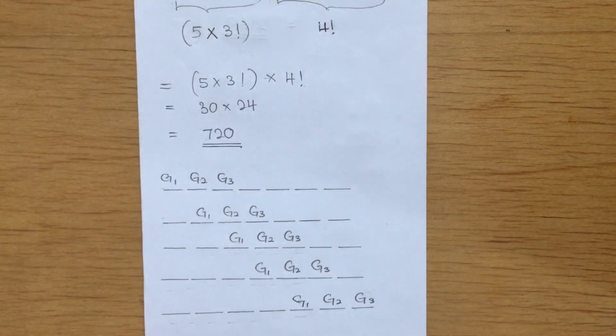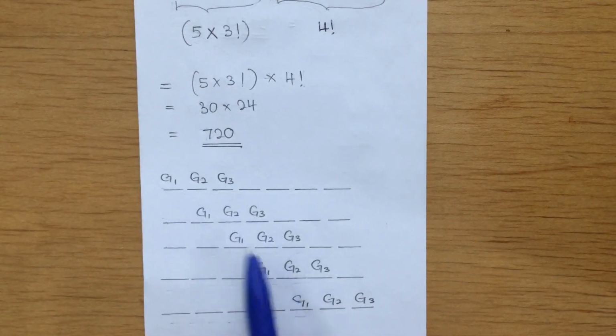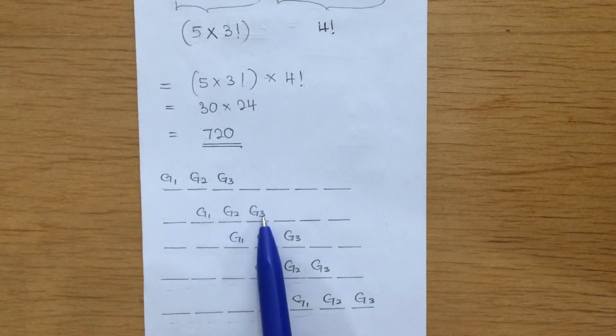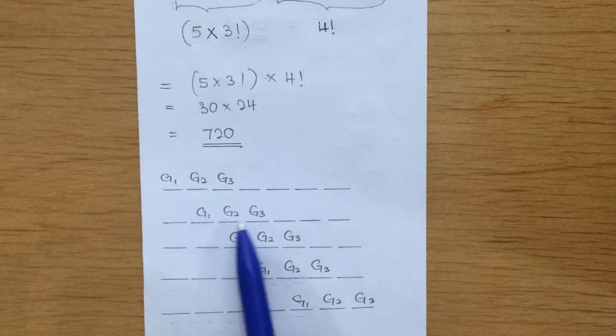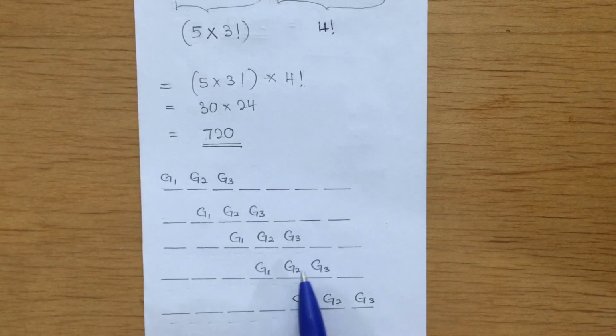So this is what I meant, guys. As you see, the 3 girls have their own sets of sitting. Girl 1, girl 2, girl 3 will occupy seat 1, seat 2, seat 3. And then girl 1, girl 2, girl 3 will occupy seat 2, seat 3, and seat 4. And then girl 1, girl 2, girl 3 will occupy seat 3, seat 4, seat 5. Followed by seat 4, seat 5, seat 6. And then seat 5, seat 6, and seat 7, which are the last seats.